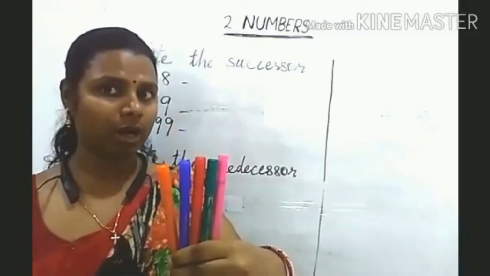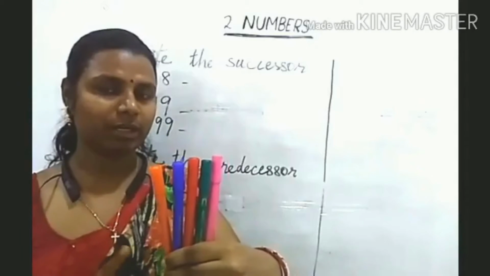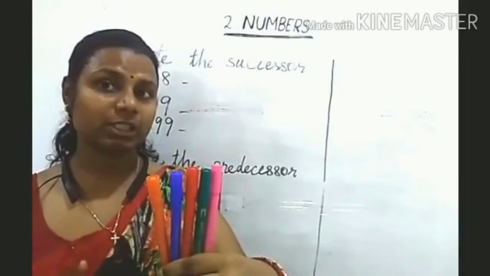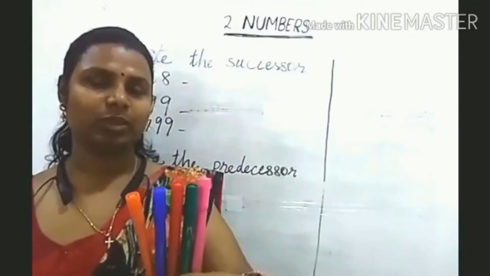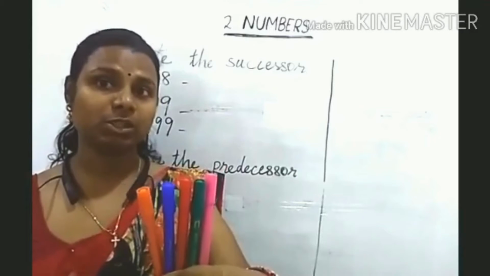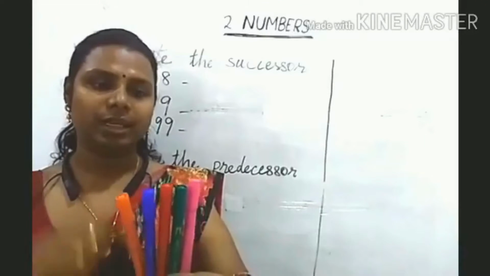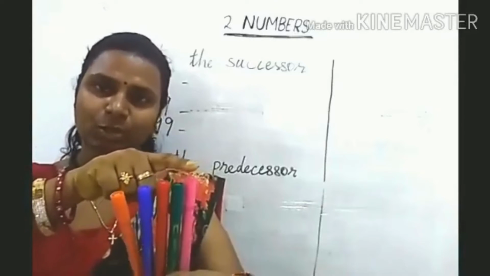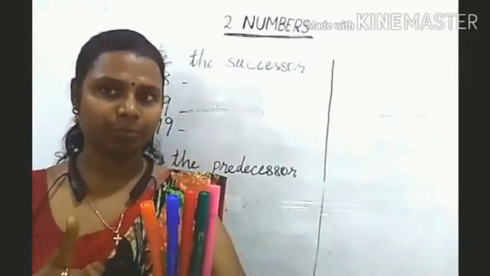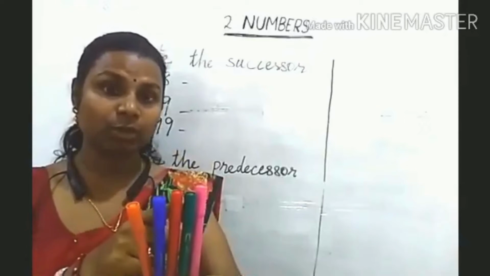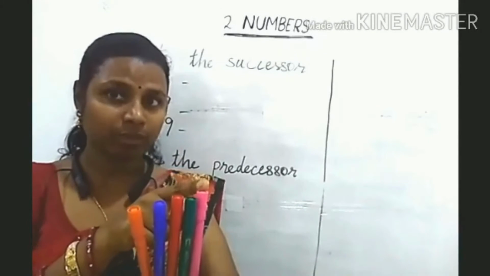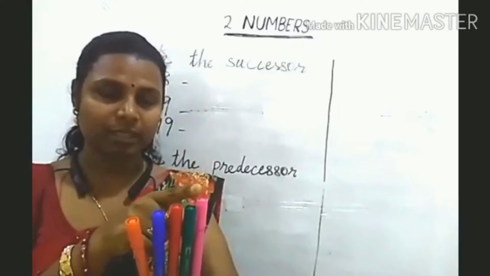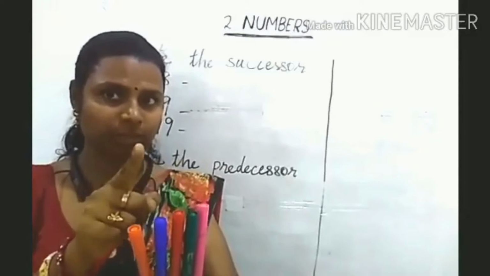Now I am going to ask a question related to this. Which color is next to green color? Next to green color is pink. The succeeding of green color is here pink. Successor of green is pink. Isn't it? The successor of green is pink.